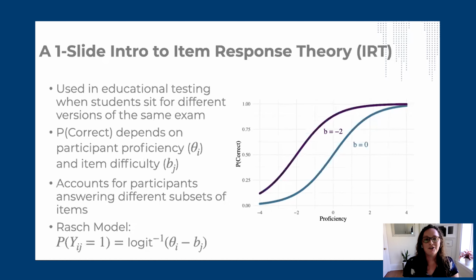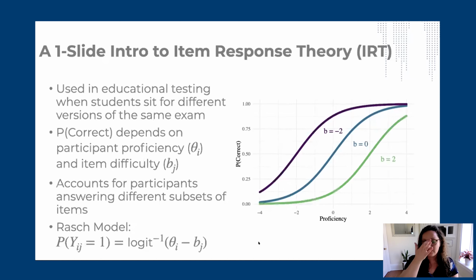If we have an easier question, that corresponds to a negative difficulty. And so we can see that it is more likely that participants of all proficiencies get that question right. And then if we have a harder question, that corresponds to a higher or positive difficulty. And so we can see that you really need to have an increased proficiency in order to start increasing your probability of getting the question correct.